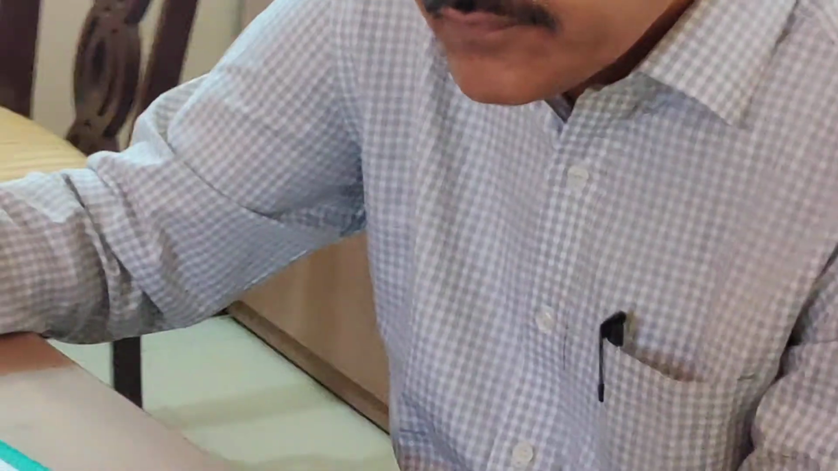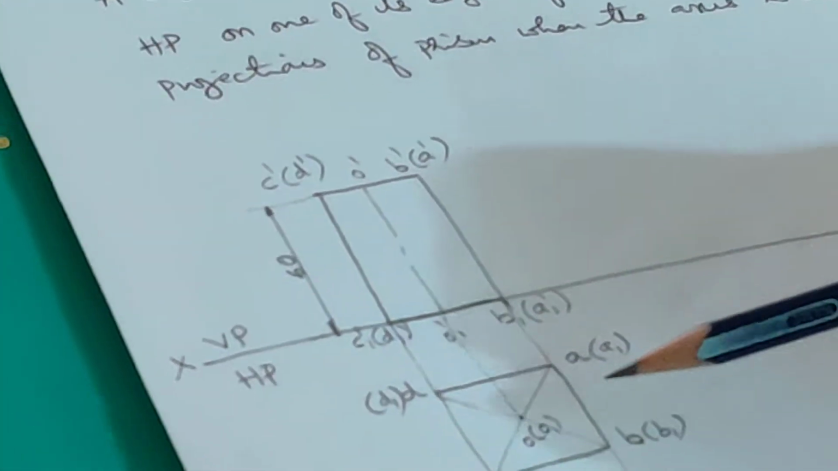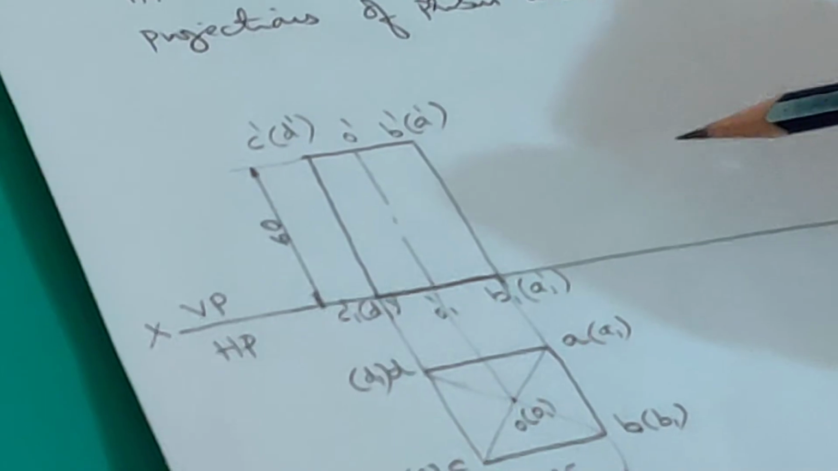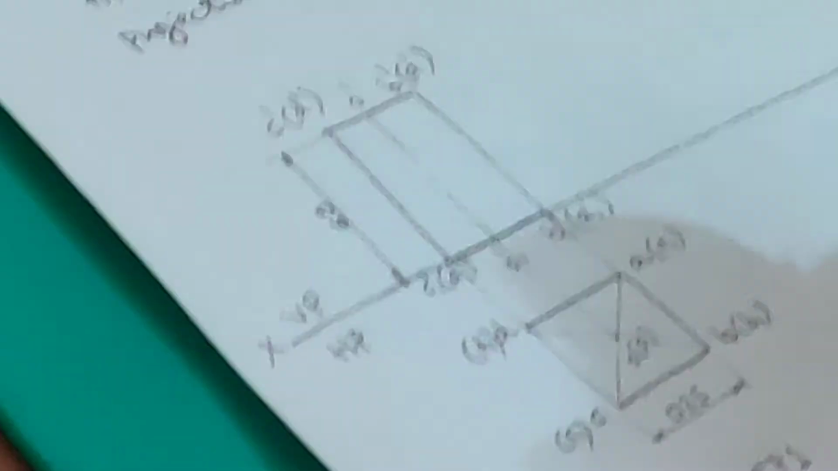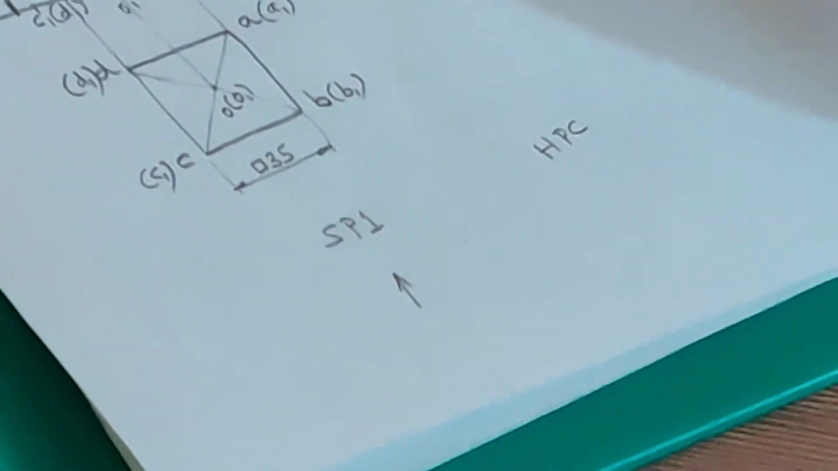Okay students, let's continue problem number 3.1. We are moving to the second step now, where we are going to satisfy the HP condition. You can watch in the sheet here. So we have completed SP1 by drawing the top and front views. Now we are going to the HP condition, HPC. Now, what is the HP condition in this problem?